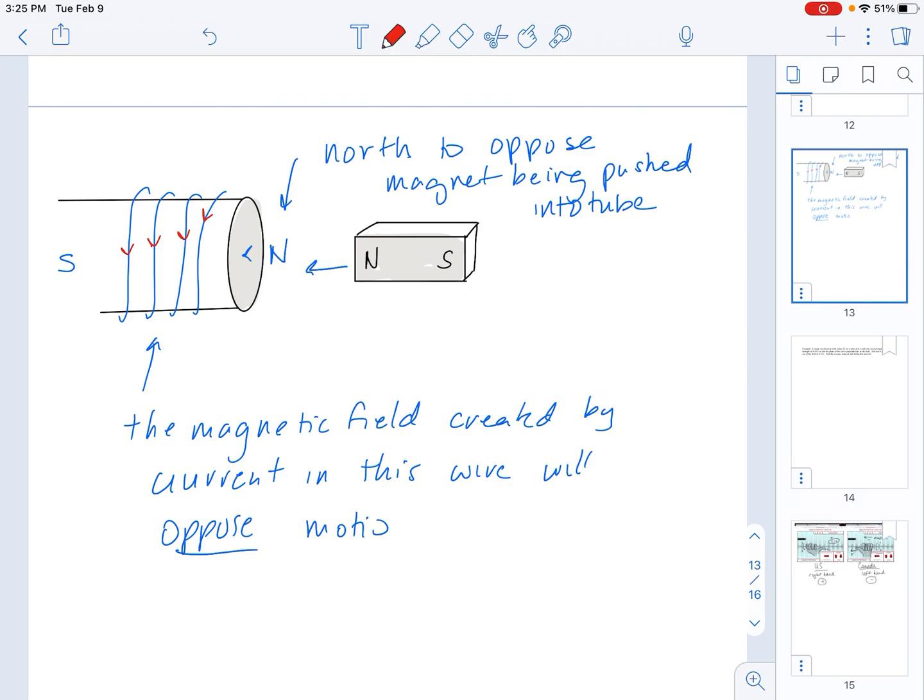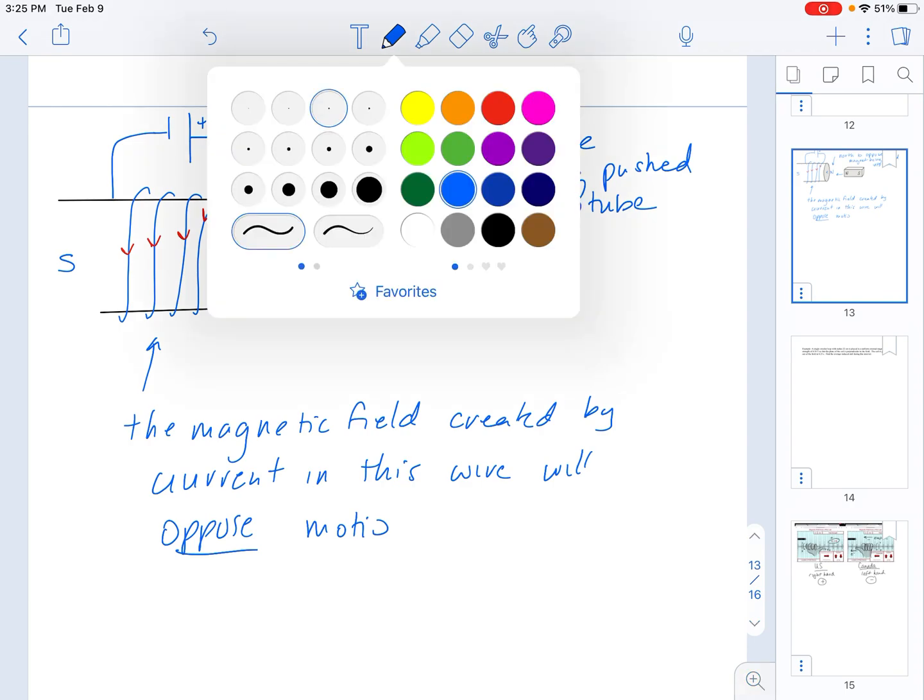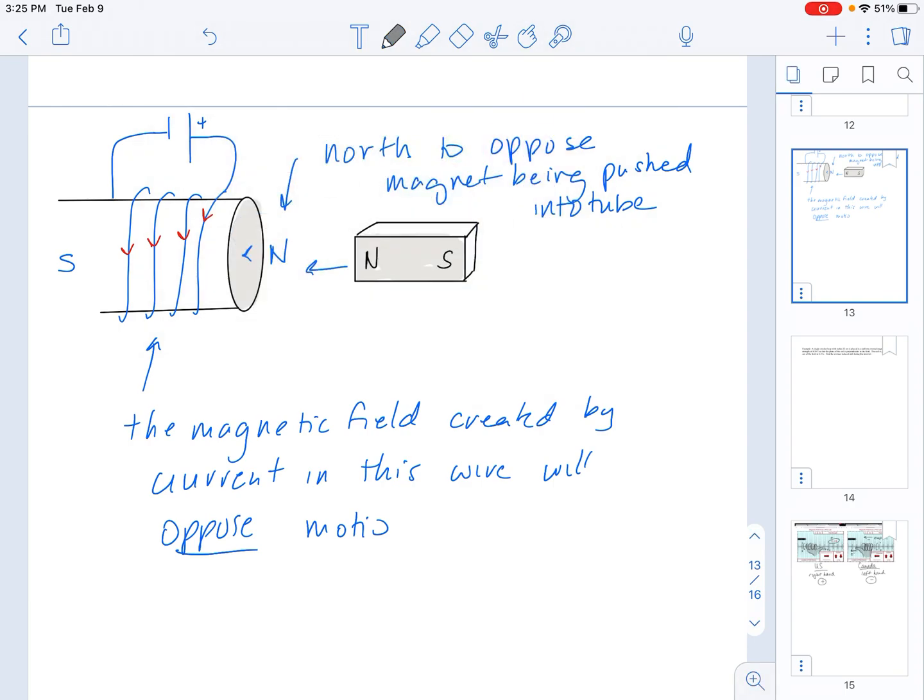Now, if I had the whole thing here, that's not 25 turns, but pretend it is for a second. I know that the positive terminal of the battery would be hooked up to that side of the coil to make the current go in that direction. And again, I'm going to draw a terrible picture here.